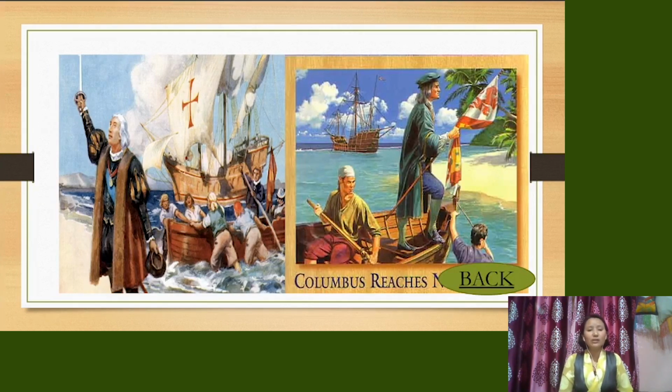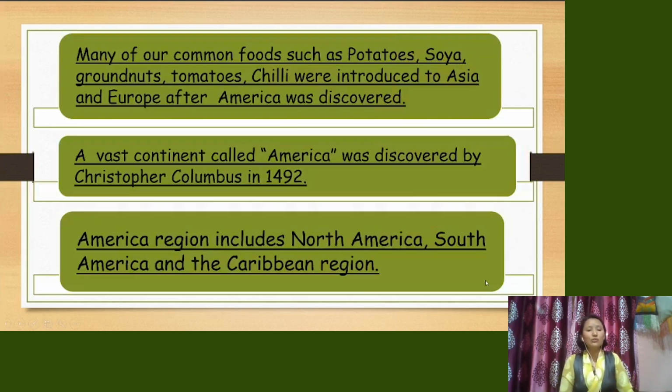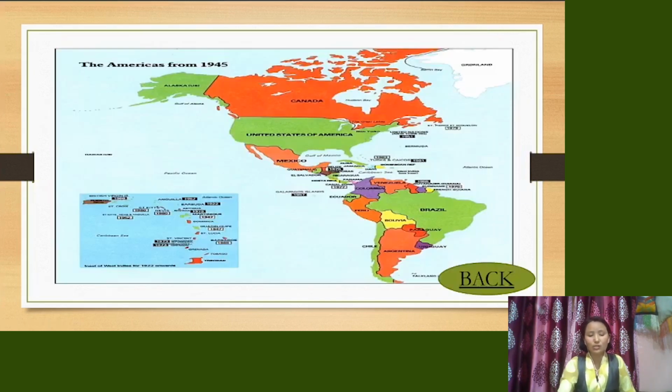Before the 15th century, the other parts of the world, Europe, Africa, Australia, did not have any idea about the existence of a vast continent called America. With the help of Christopher Columbus, the other parts of the world came to know that a vast continent exists that is called America. America consists of three regions. The uppermost is called Northern America, the bottom is called Southern America, and the middle is called the Caribbean region, which consists of numerous small islands.